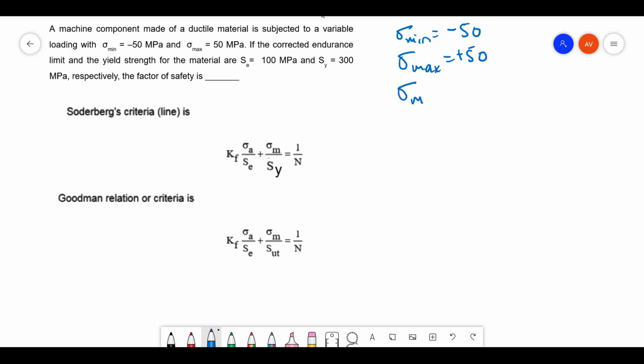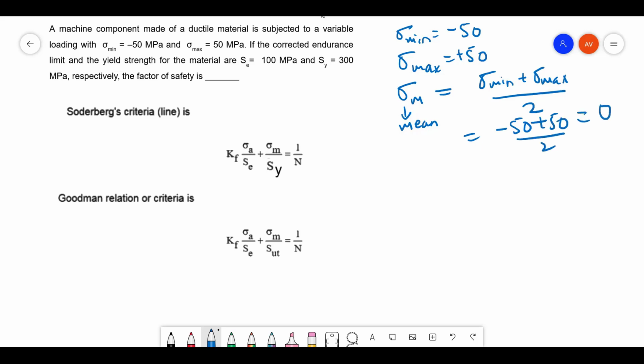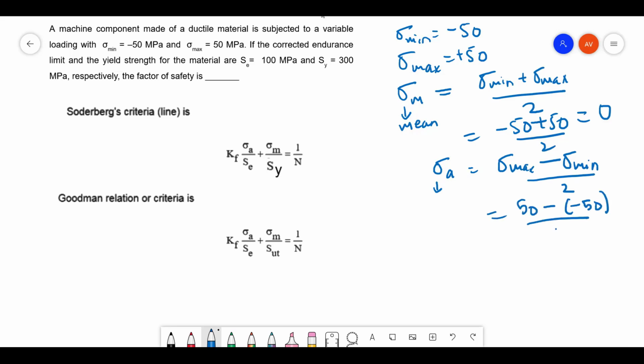So sigma m is your sigma mean, that is sigma maximum plus sigma minimum by 2. So that means minus 50 plus 50 by 2 is 0. And your sigma a, that is basically the amplitude, that is sigma max minus sigma min by 2, that is 50 minus of minus 50 by 2, which is again 50 MPa. Okay, so this is your sigma a.